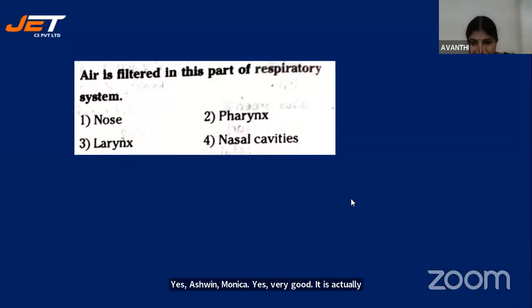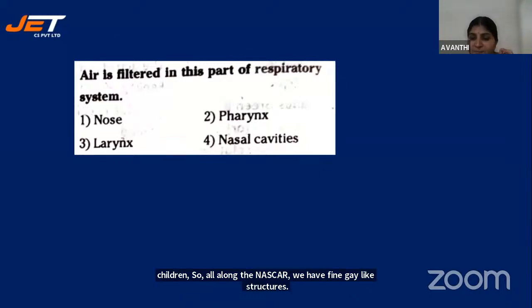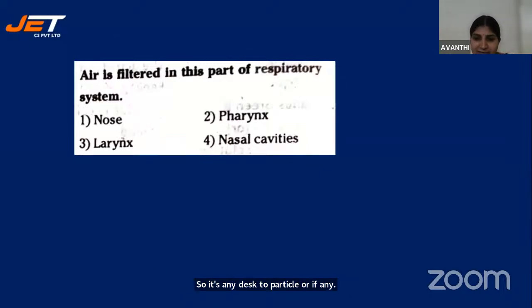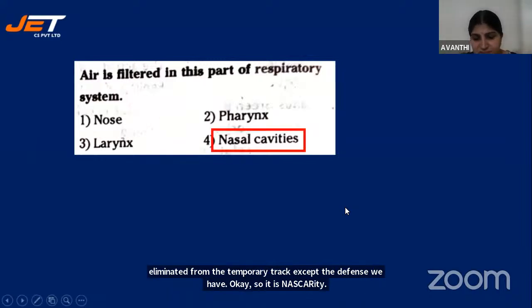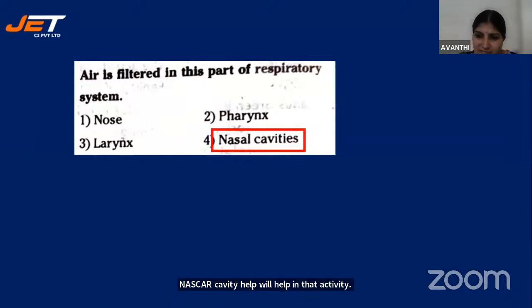So all along the nasal cavity and nostrils, we have fine hair-like structures. If any dust particle or any microbe has entered our nasal cavity, see, when we inhale any dust particle, what will our respiratory system do immediately? Immediately it will exhale. We just sneeze out, am I right? Along with the mucus, the dust particles will be eliminated from the respiratory tract. It's a defense we have. Okay, so it is the nasal cavity. If the option is given as nostrils also, that is the correct answer.